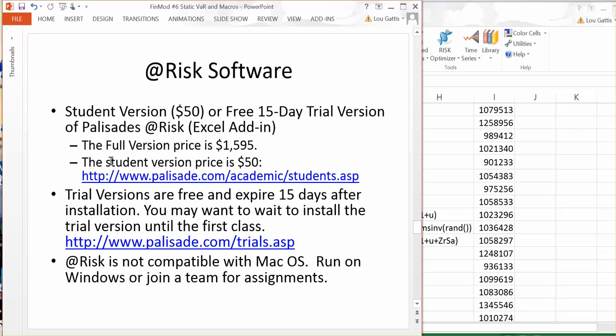@RISK is a software offered by Palisades. If you'd like a student version, you can pay $50 and they'll give you a student version good for 1 year. Normally the price is about $1,600, or get a free 15-day trial. Be careful though, @RISK is not compatible with Mac operating systems, so you'll need to run it on a Windows computer or run Windows in parallel on a Mac.